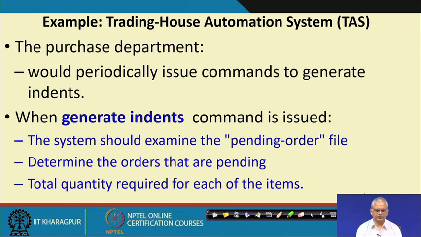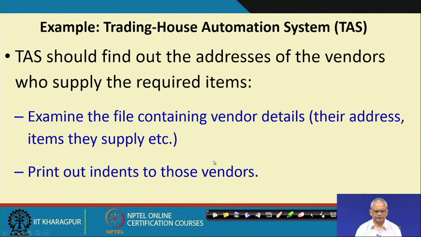The purchase department periodically issues commands to generate the indent, and here for those items which are out of stock, the number of items that are already demanded by the customer for that item is taken into account, and the required quantity for each item is placed against the vendors who supply those items.